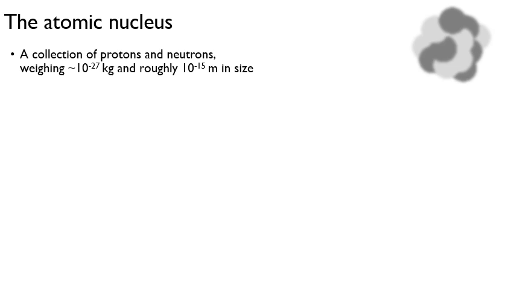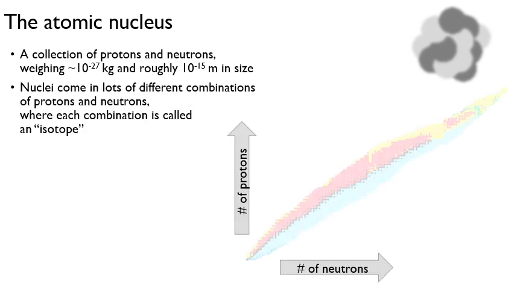Anyways, at the dimensions that we're dealing with, there are lots of different nuclei, so you can have many different combinations of protons and neutrons. Each one of these we call a nucleus or an isotope. And there's this thing called the nuclear landscape that's shown here. It's sort of like the periodic table, but for nuclear physics.